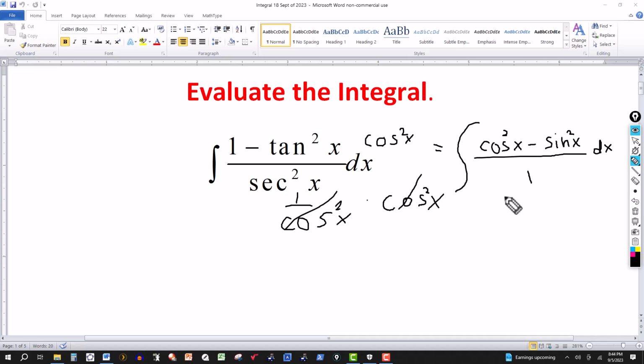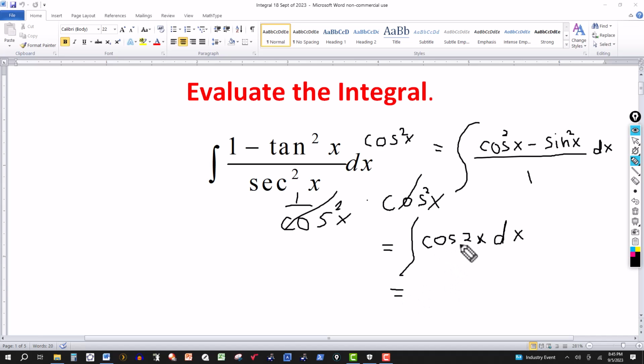And here's where the trig identities come into play. We have an identity for cosine squared of x minus sine squared of x, and that identity is cosine of 2x. And that's the integral then. Now we just integrate.